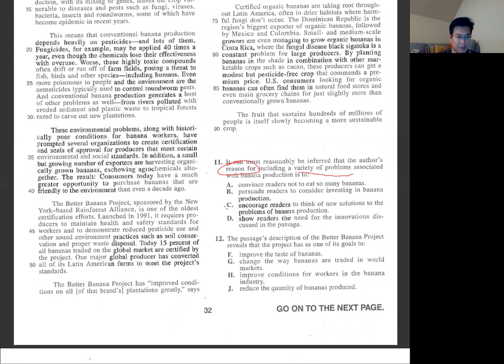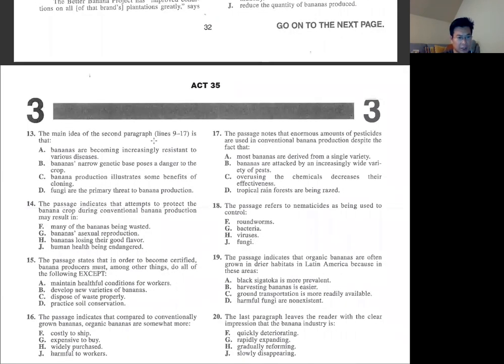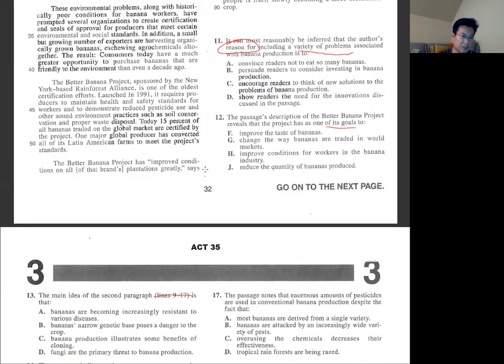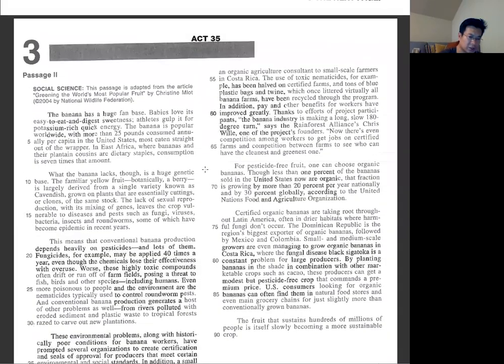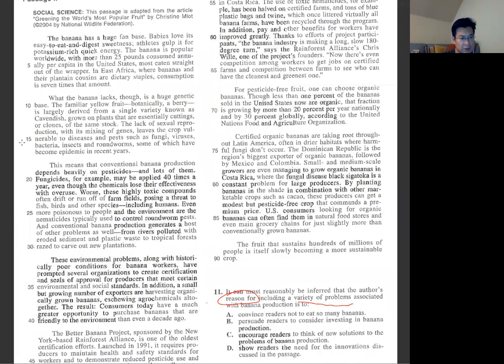And then number 2, passage: a description of the Better Banana Project reveals project one of the goal. So goal, you have to understand its goal. Better Banana Project goal. And 13, line, this one, main idea of 9 to 17. So 9 to 17, you go, this one, you put question 13 on the side.